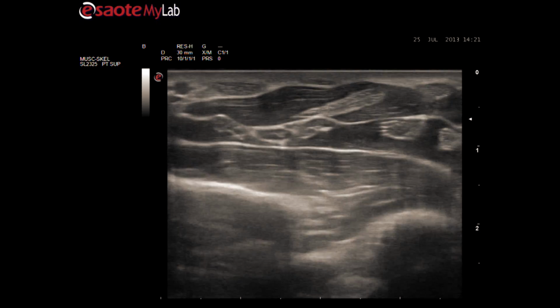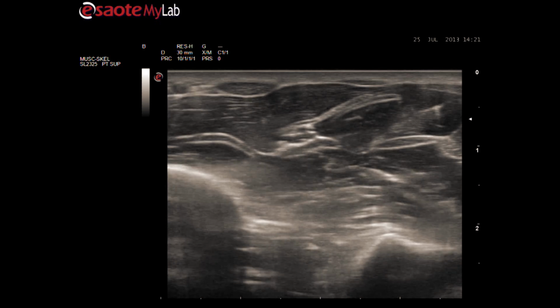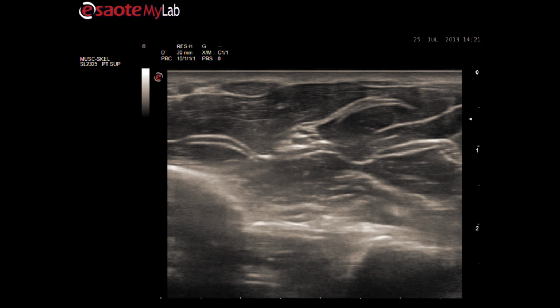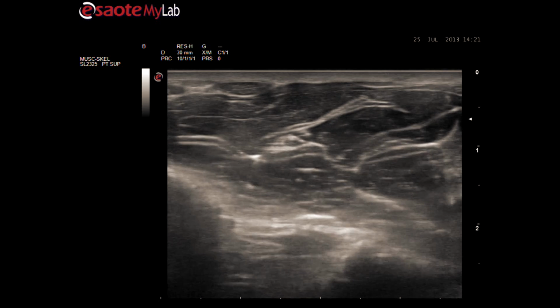The median nerve can be seen as a white honeycomb-like structure at 1 cm depth in the middle of the screen. Here we rotate the transducer longitudinally, which allows us to see the median nerve in its full length with beautiful long nerve fibers instead of its cross-sectional area.